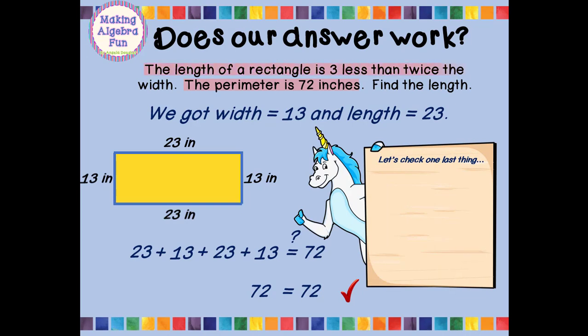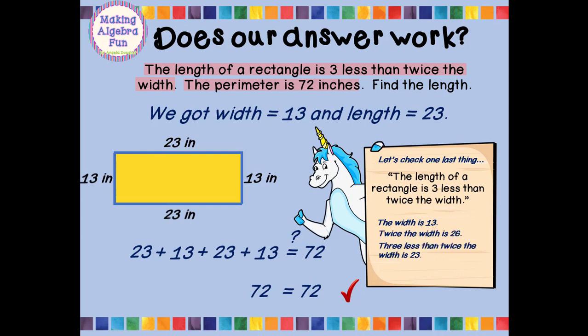Now I want to check one last thing here. It does say the length of a rectangle is 3 less than twice the width. So just want to check that and make sure that that works. So the width is 13, and twice the width would be 26, and then 3 less than that would be 23. And that is what we got for our length. So that part works as well. So I just wanted to check and examine our answer.